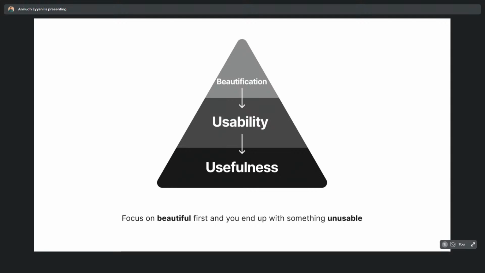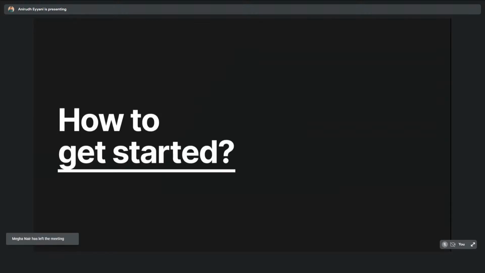That is why we start with usefulness, then we come to usability, and then we start with the beautification. Perfect. So now we have a basic idea of what UI UX is. So how do we start to implement it? How do we get started? Because this is a hands-on workshop, we want you all to join us. Before that, Drishti will be going over how to set up your Figma account and the basics of Figma.